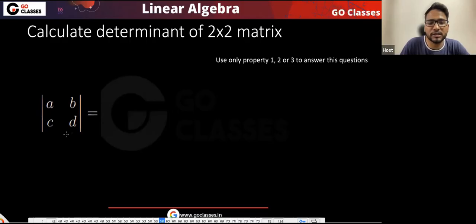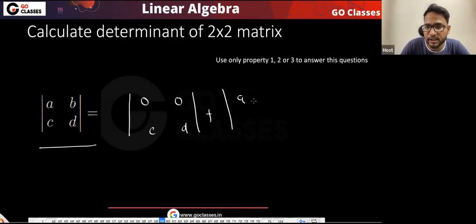Okay. Now let's calculate the determinant of 2 by 2 using just properties 1, 2, 3. Can you do this? Maybe let me help you. Let's just apply the linearity for the first row. I mean, this kind of linearity will be useless if you have 0 0 C D plus A B C D, because you are ultimately having A B C D only. So this kind of linearity is not helpful.